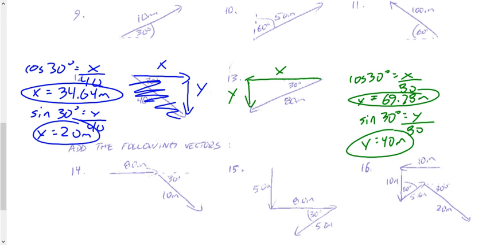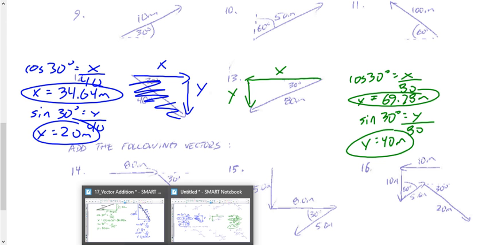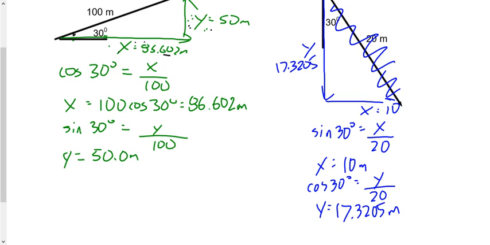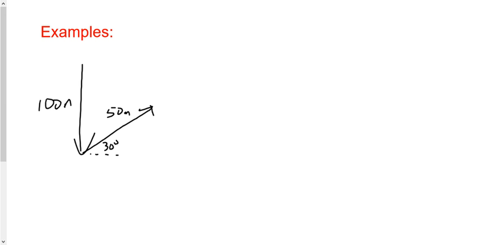Now, the question is, how do I put that into play for questions 14, 15, and 16 when I go to add vectors together? So for instance, I'll give you an example here, not one of those problems that was on the worksheet. For instance, I have a vector right here. Let's make it 100 meters. I have another vector right here. Let's make it 50 meters at an angle of 30 degrees. Got it? There's my problem.